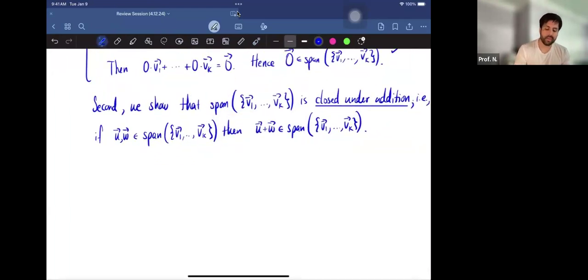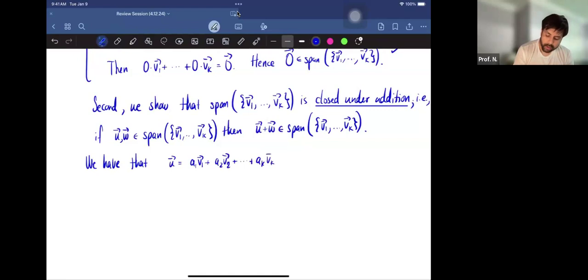Because u and w are in the span, each one of them can be written as a linear combination of v1 through vk. So since u is in it, we have that u can be written as a1 v1 plus a2 v2 plus ... plus ak vk, right? This is what that means. u is in the span of v1 through vk, so I can write it as a linear combination. And w also can be written as some other linear combination.